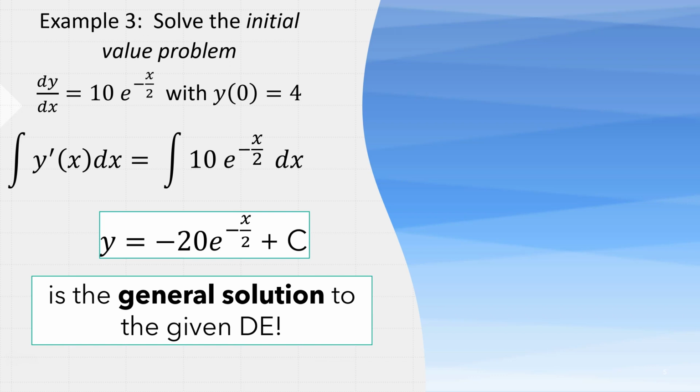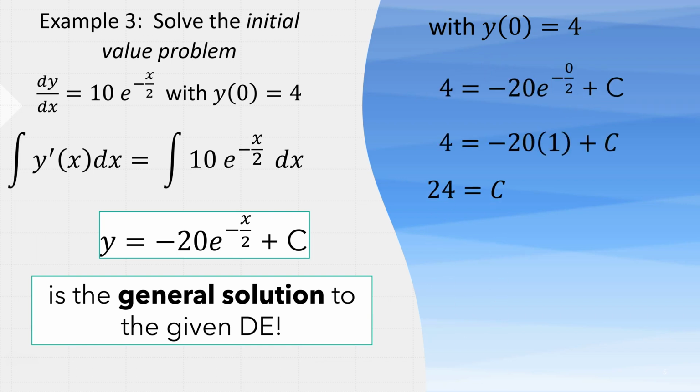In order to find a particular solution, in this case, it said y of 0 is equal to 4. So when x is 0, y is 4. We plug in the information, solve for c, and c would be 24. We would say then the function y equals negative 20 e to the negative x over 2 plus 24 is the solution to the initial value problem, or we sometimes call that a particular solution, because it's just one particular solution, right?